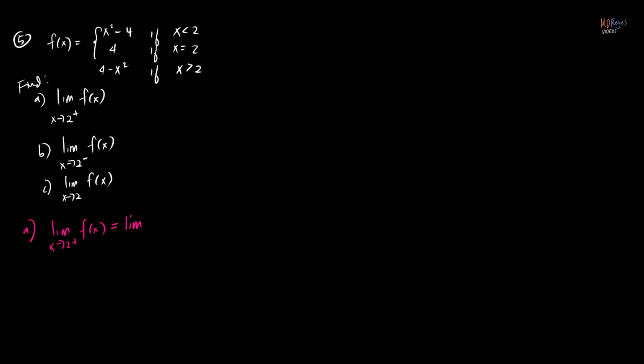So looking at the conditions, if x is greater than 2, look at this, we take this expression. So therefore, evaluate the limit of 4 minus x squared when x is approaching 2 from the right. Just because we take this function, the third one, if x is greater than 2. Okay? So now we evaluate by substitution. So it's now 4 minus 2 squared. So what do we get? It's 0. So this is the limit of f of x as x approaches 2 from the right.